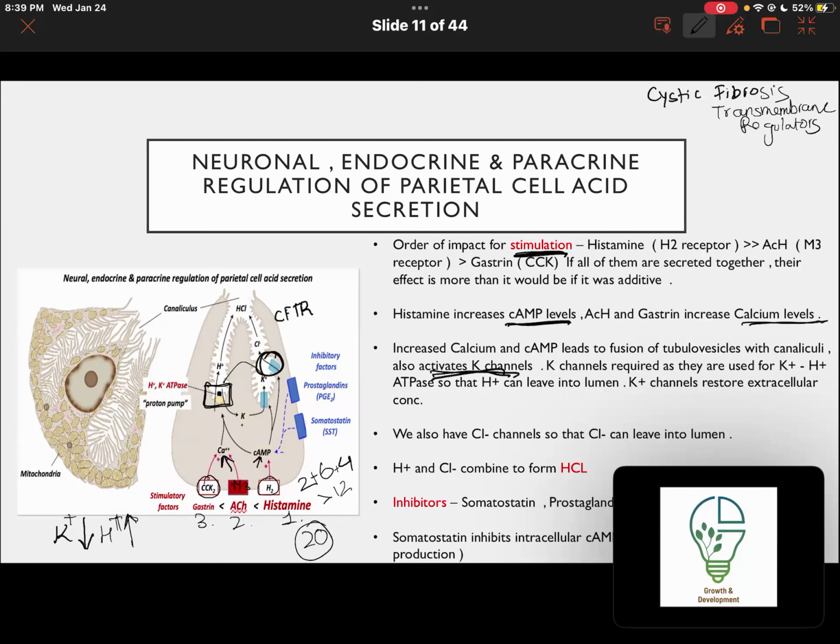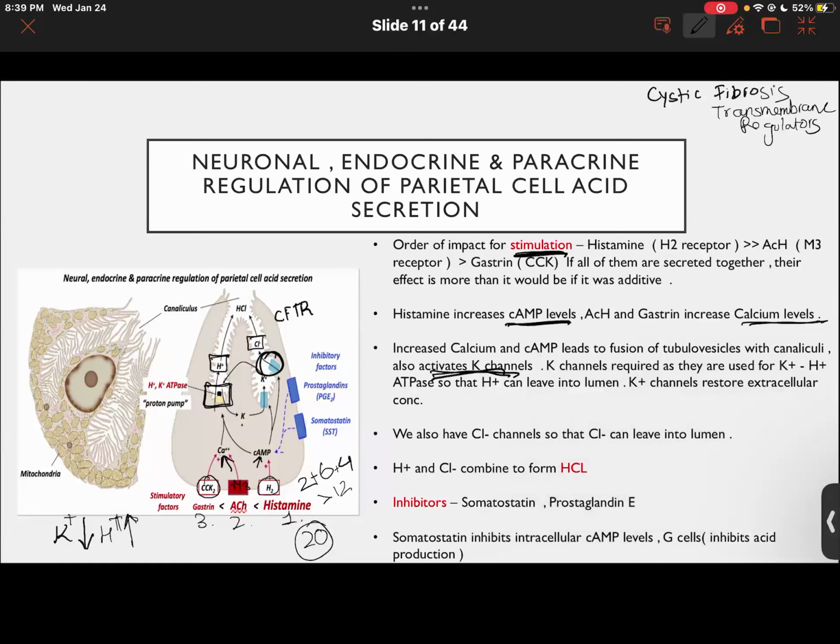Now we have this H+ and this chlorine in the lumen. So what are they going to do? They're going to combine and form HCl, which is what we wanted because our parietal cells form HCl, right? So through these three hormones, neurotransmitters, or ligands, we eventually have HCl formed. And we have the potassium channel, that's very important, the first one, and then we have the chlorine channel, that's very important. The hydrogen potassium ATPase, the proton pump, is also very important.